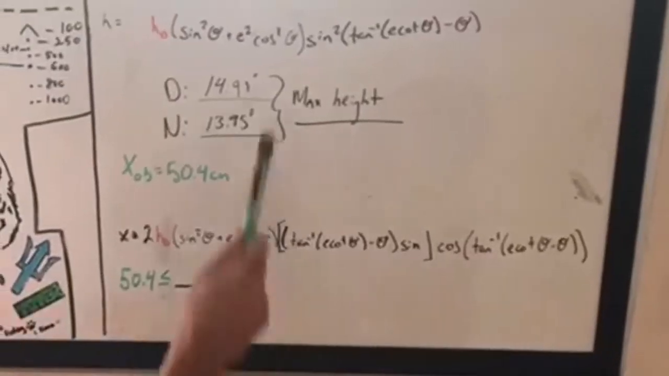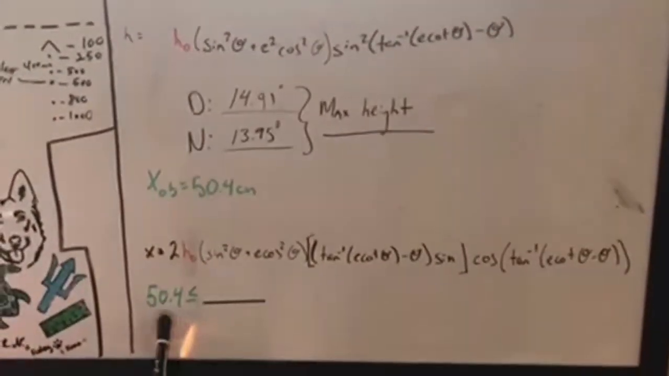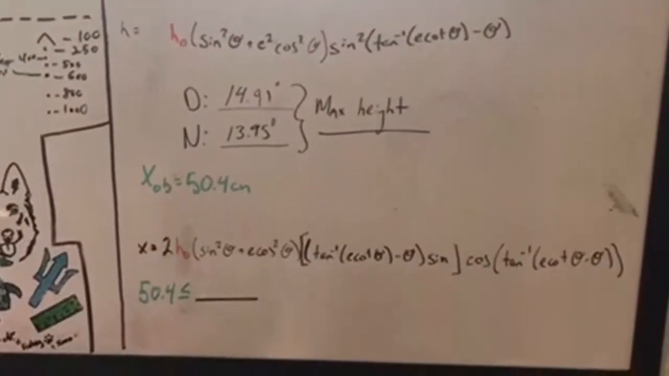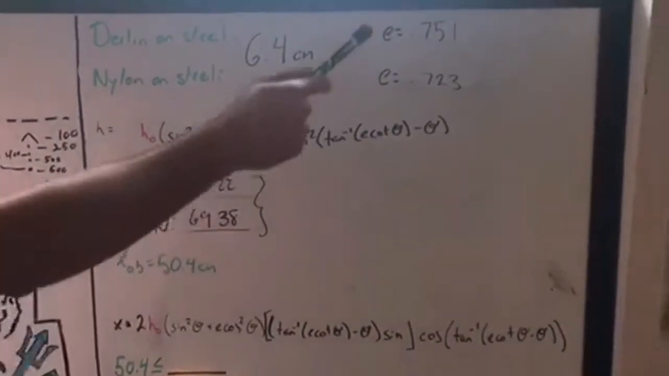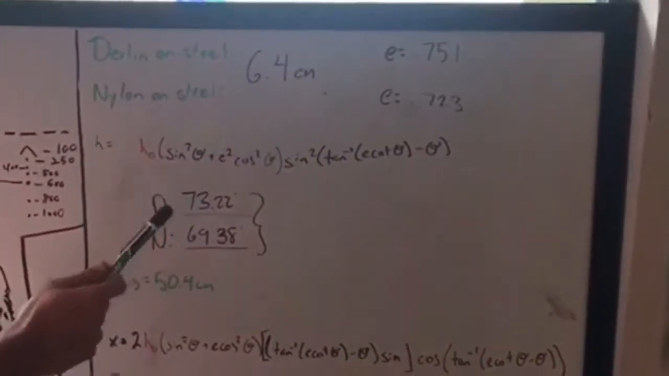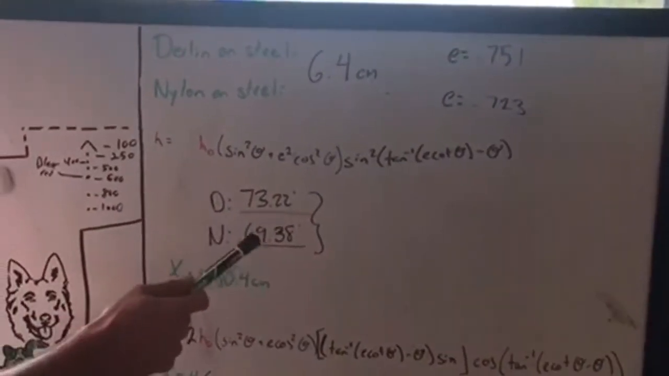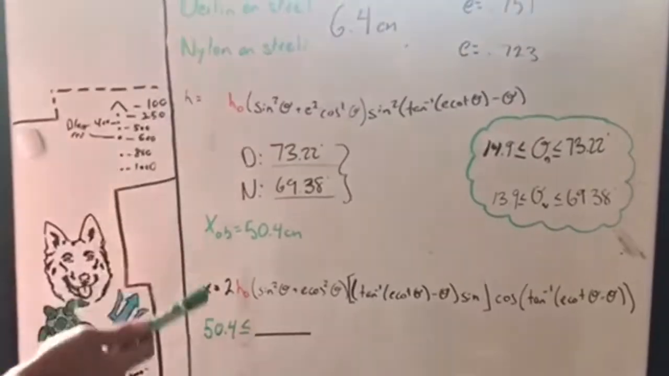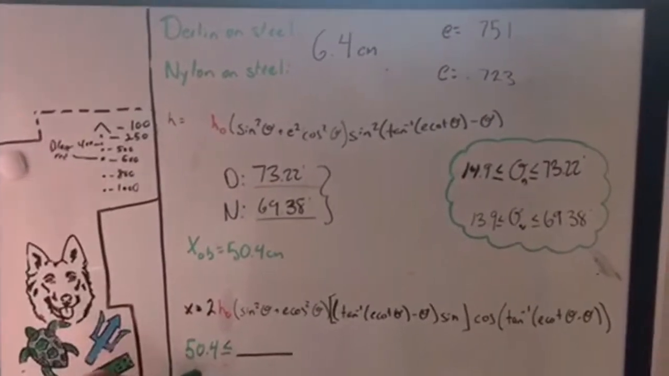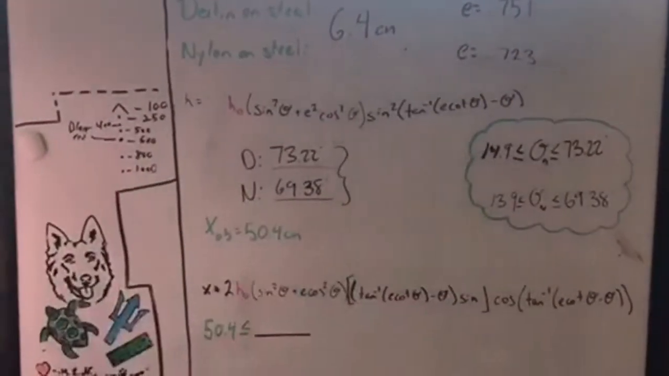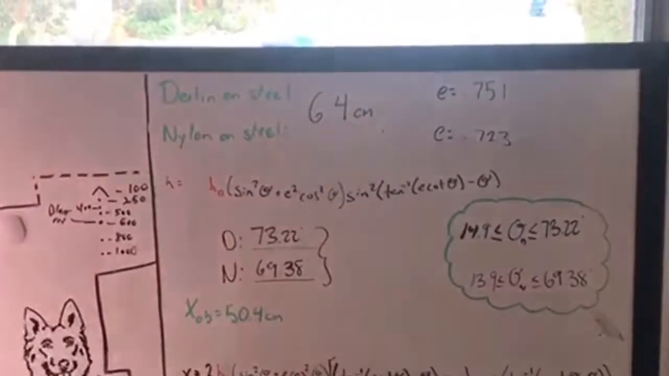When we plug in the values for theta into the equation, both answers give us a value greater than 50.4, which means that they clear the obstacle in the x direction. Now we plug in 6.4 into the height of the object, and with the different coefficients of restitution for each material, we find that the resultant theta is 73.22 degrees for Delrin and 69.38 degrees for nylon. When we plug the given values for theta into the x equation, we get that they are greater than or equal to 50.4, which means they cleared it in the x direction. With this, we get our final range of angles.